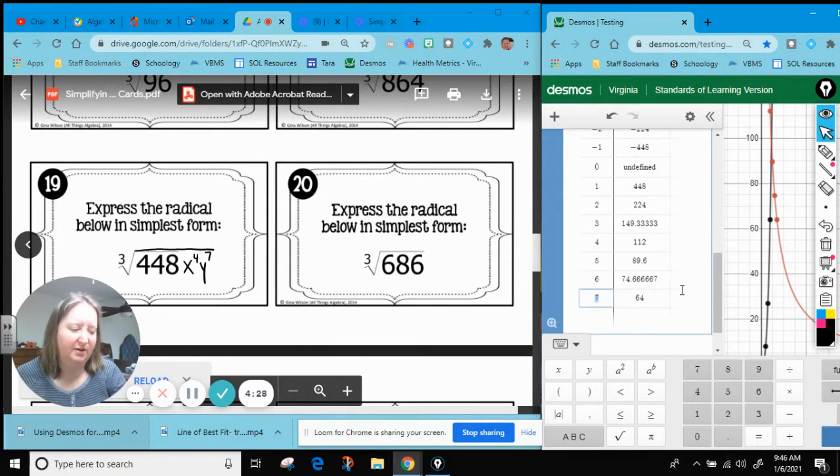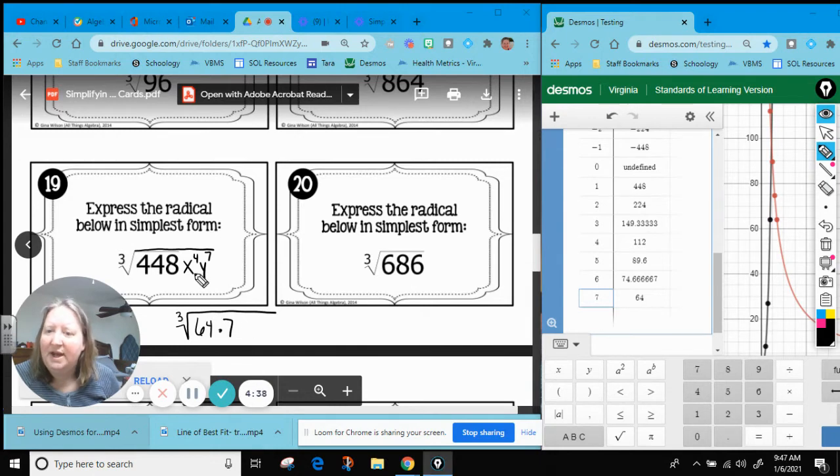64 times 7. So I'm going to break this down over here to the cube root of 64 and 7. And then when in doubt, just expand these out. 1, 2, 3, 4. That's what x to the 4th means, 4 x's multiplied together. So then that would mean 7 y's multiplied together. 1, 2, 3, 4, 5, 6, 7. And we want groups of 3 for the variable.